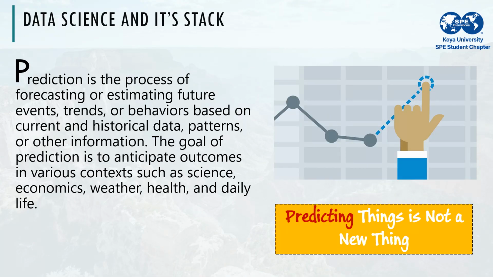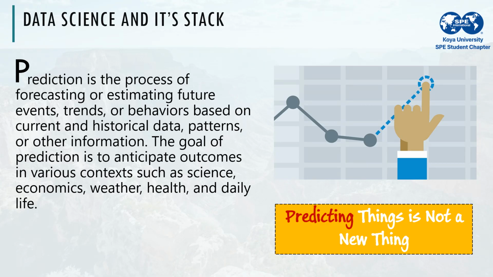So the whole idea of data science is about prediction. Prediction is the process of forecasting or estimating what a future event is going to be. For example, if you want to know what's going to happen in your oil and gas field tomorrow, or let's say next month, you need to know what happened in the past. Knowing what happened in the past might help you know what's going to happen in the future, and this is called prediction.